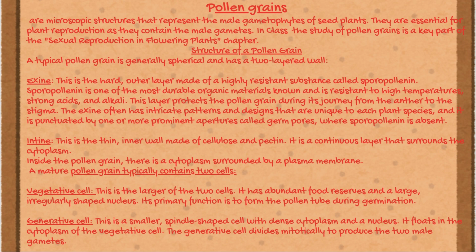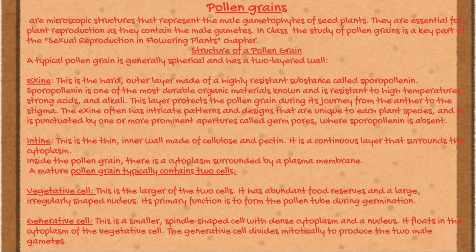The exine often has intricate patterns and designs that are unique to each plant species and is punctuated by one or more prominent apertures called germ pores, where sporopollenin is absent. The next one is the intine. This is a thin inner wall made up of cellulose and pectin. It is a continuous layer that surrounds the cytoplasm.